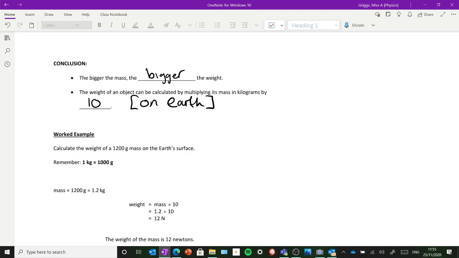Yeah, your weight would be different. Your mass would be exactly the same because you don't lose an arm or anything like that. So you're still made up of the same amount of matter, but your weight would be different.